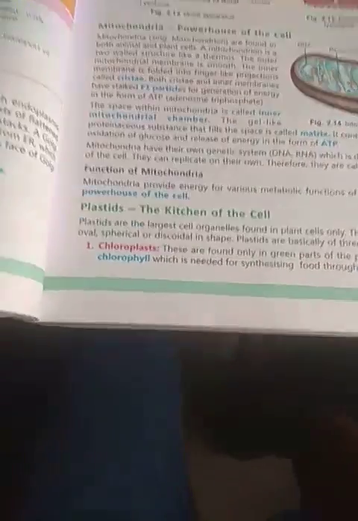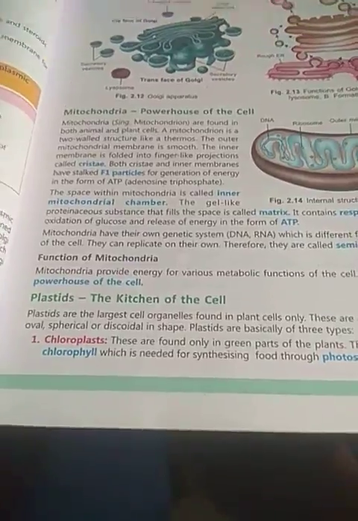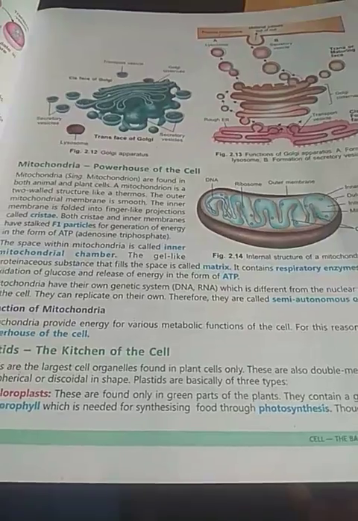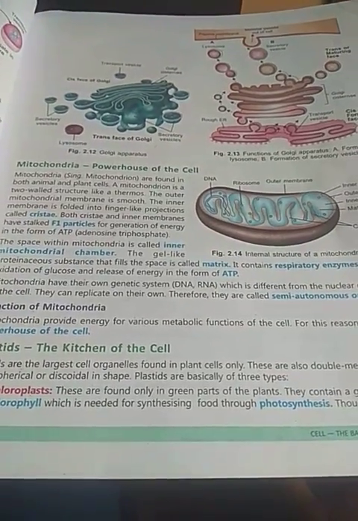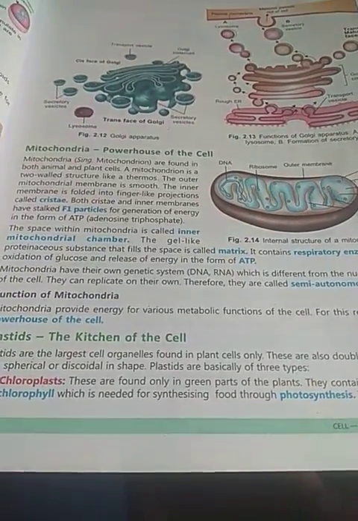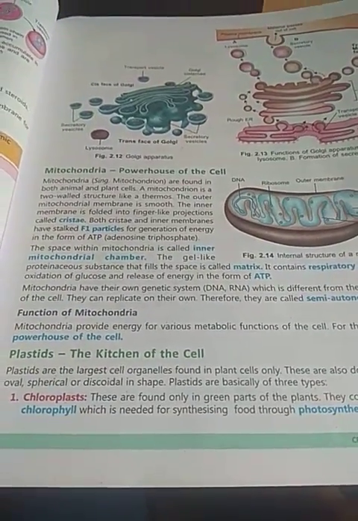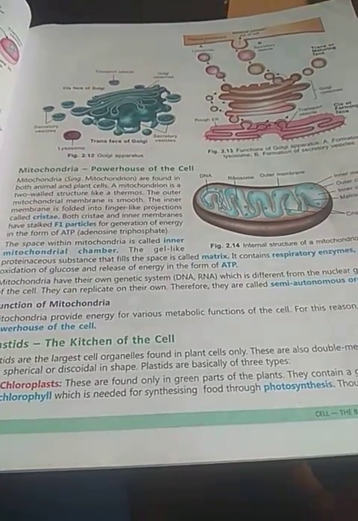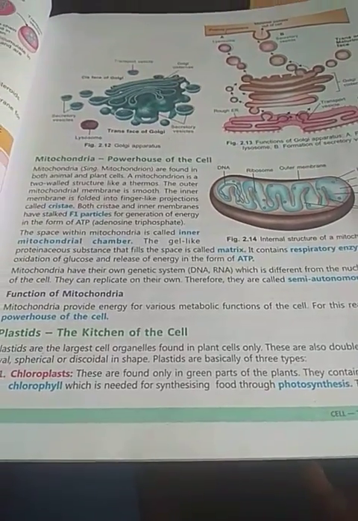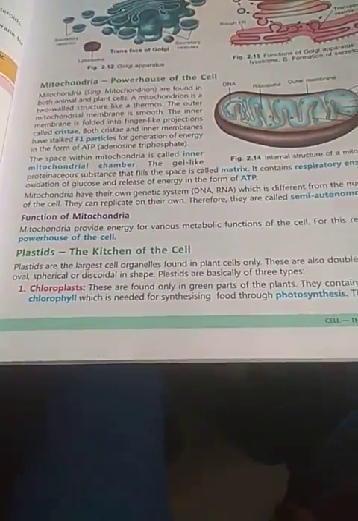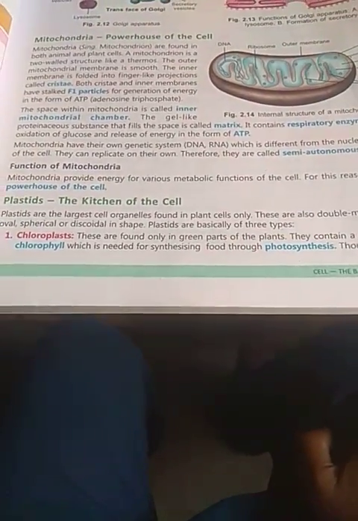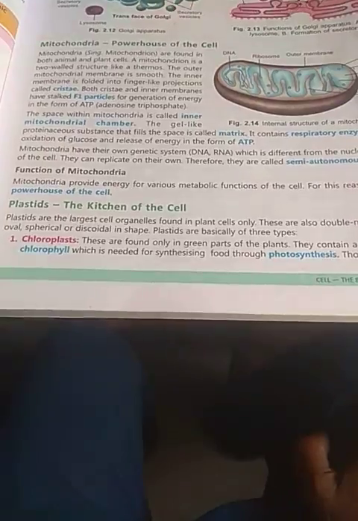Mitochondria have their own genetic system. They have their own special DNA and RNA, which is different from the nuclear genetic material of the cell. They are called semi-autonomous organelles because they have their own genetic system, and they can do some work independently. These are the important parts of mitochondria.